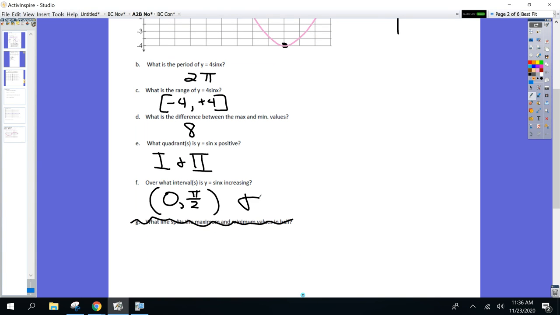There's another spot. No one's going to call me out on that. There's more where it's increasing. Where else is it increasing? 3 pi over 2 to what? 2 pi. And again, always parentheses because it's not increasing at those two spots.